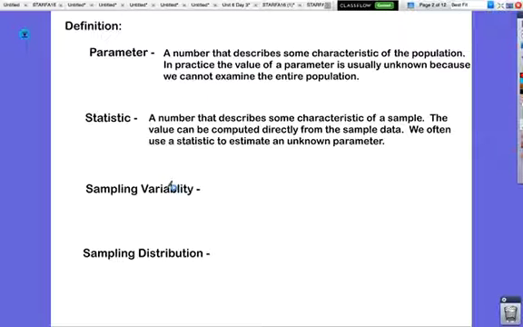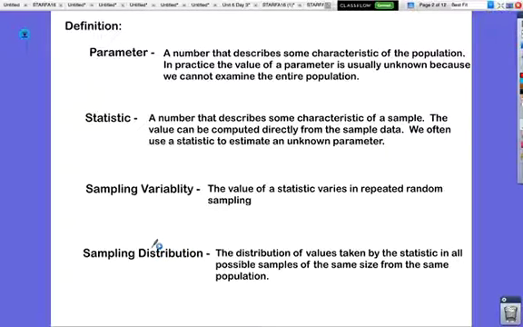The next one is sampling variability. The value of a statistic varies in repeated random sampling, which is sampling variability. And the last one is sampling distribution, which is what this whole section, and really this whole entire chapter, is going to be about. It is the distribution of values taken by the statistic in all possible samples of the same size from the same population.